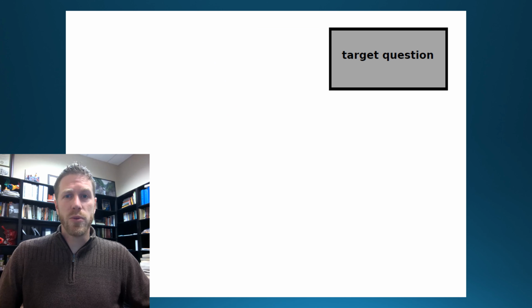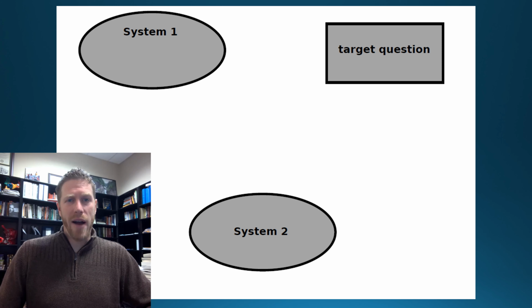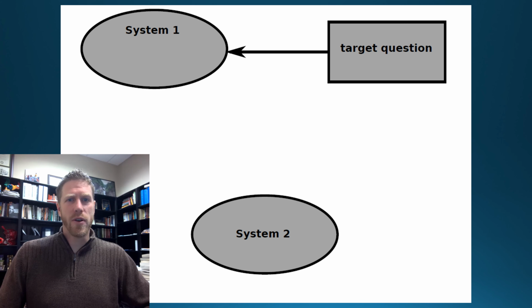So first and foremost, we have this target question. The target question is the assessment that you're actually asked about or trying to analyze. The first thing in is obviously our fast system, our System 1. Next up, obviously, we have System 2, our slower, more reflective system. So System 1, that's going to be checked with first.